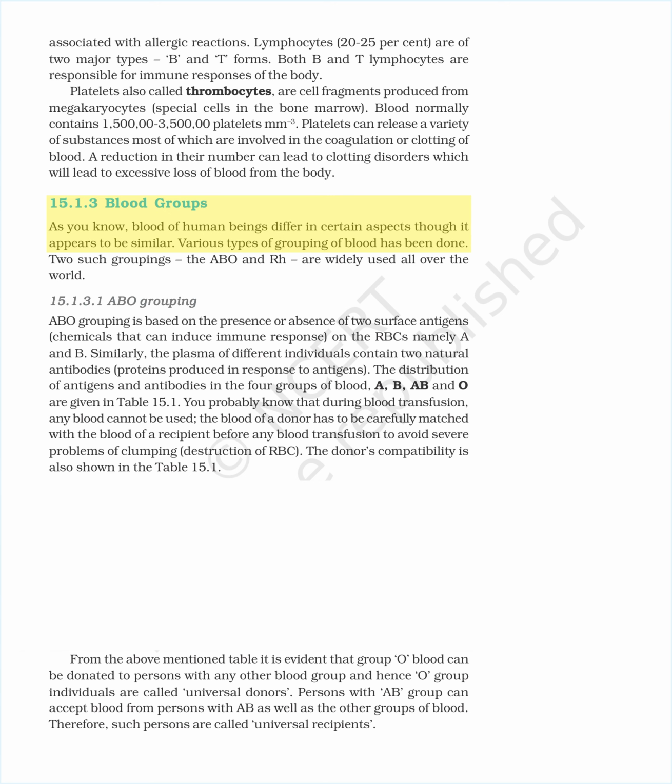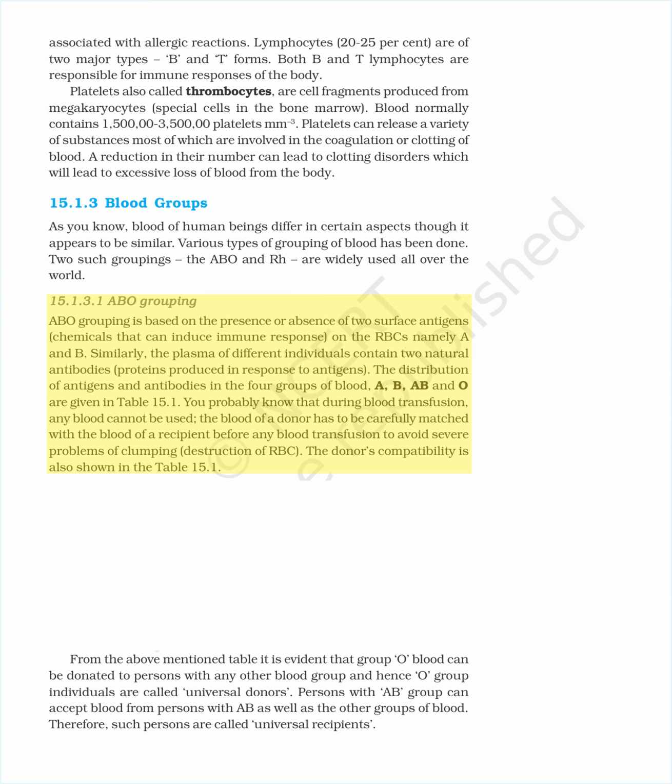15.1.3 Blood groups. As you know, blood of human beings differs in certain aspects, though it appears to be similar. Various types of grouping of blood have been done. Two such groupings, the ABO and Rh, are widely used all over the world. 15.1.3.1 ABO grouping. ABO grouping is based on the presence or absence of two surface antigens, chemicals that can induce immune response, on the RBCs, namely A and B.